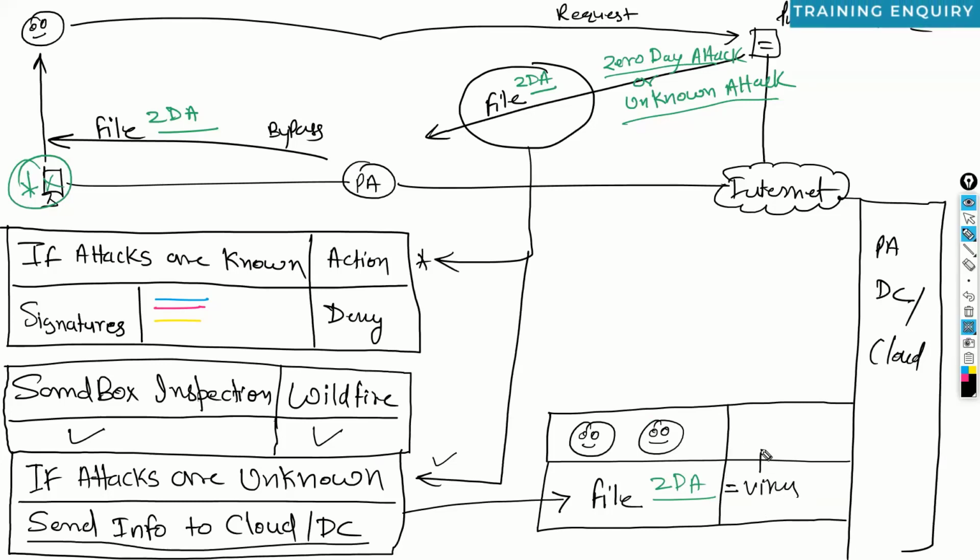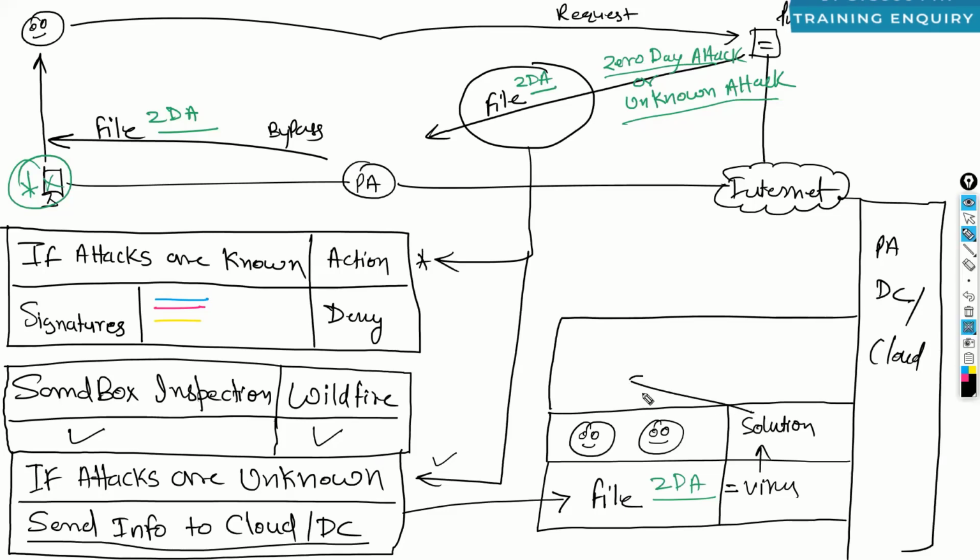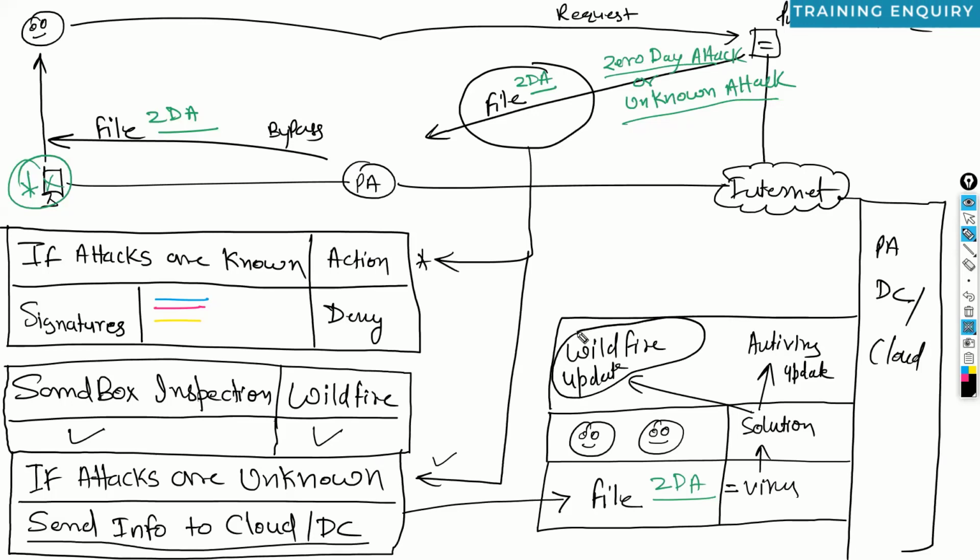Then what will they do? They will generate an update for the virus, or we can say they will generate a WildFire update, a solution for the virus. They will generate how we can stop it, and this solution will get two names. The first name will be called WildFire update, and the second name will be called antivirus update. This WildFire update will be sent to the Palo Alto Firewall through the internet.